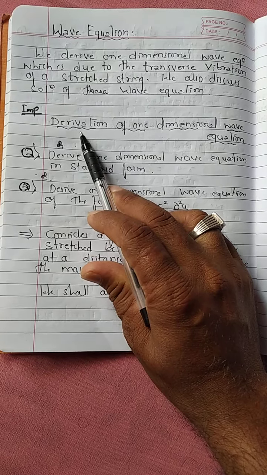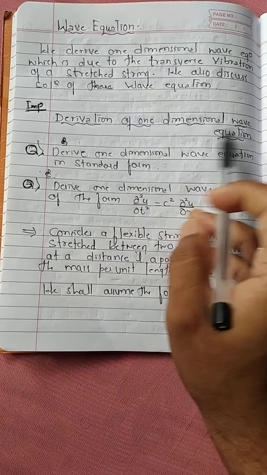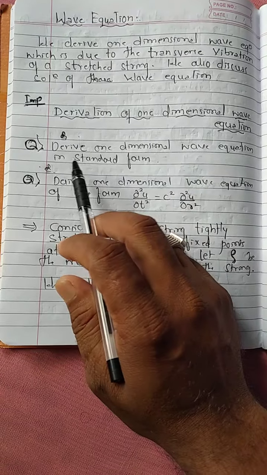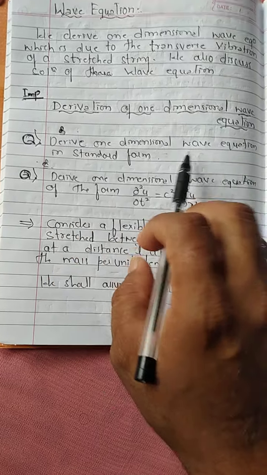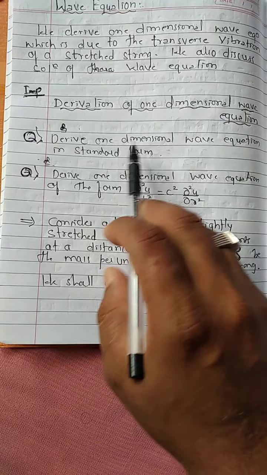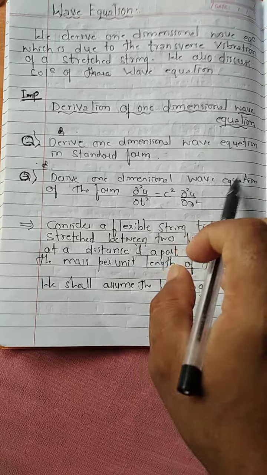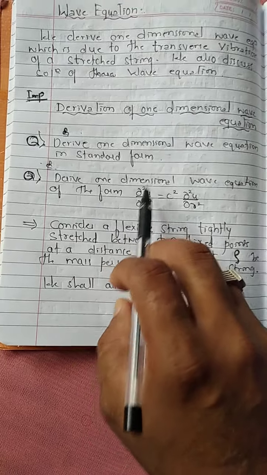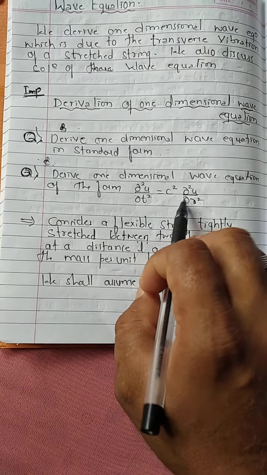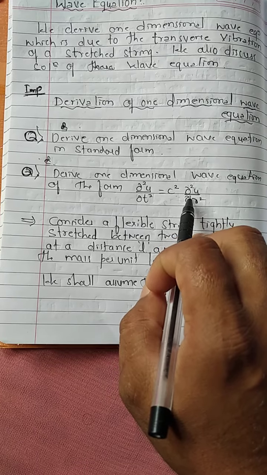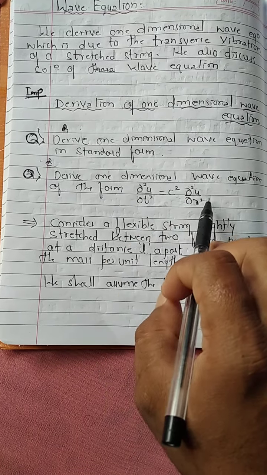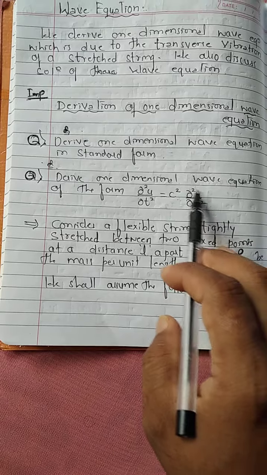The derivation of the one-dimensional wave equation. The question will be asked in the examination like this: derive the one-dimensional wave equation in standard form, or derive the one-dimensional wave equation of the form ∂²u/∂t² = c² ∂²u/∂x². This is the equation of the wave. Okay, so you have to derive this one.